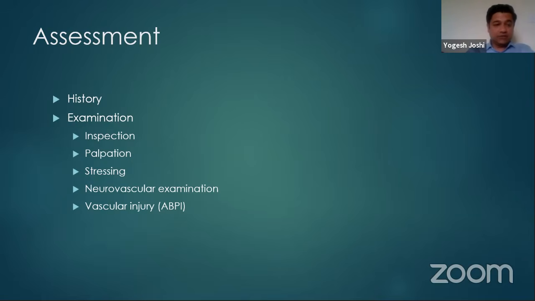And examination, we have been through that. So inspection, palpation, looking for compartment syndrome, testing for the neurovascular deficit, especially the peroneal nerve injuries, which can lead to foot drop and reduced sensation in the first web space. Vascular assessment can be done by Doppler. Also, you can do ABPI measurements to make sure there is no vascular injury. ABPI more than 0.9 ensures that there is no vascular injury.